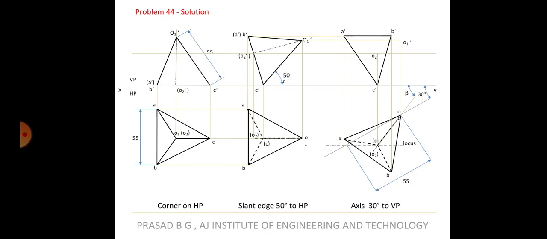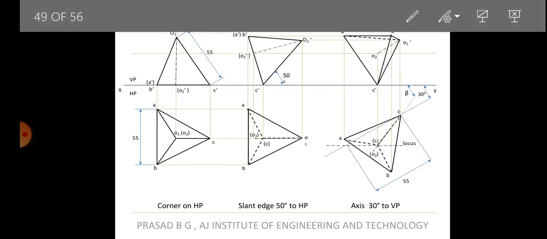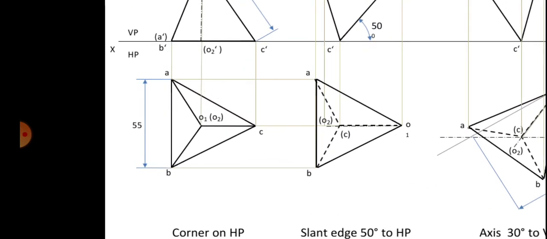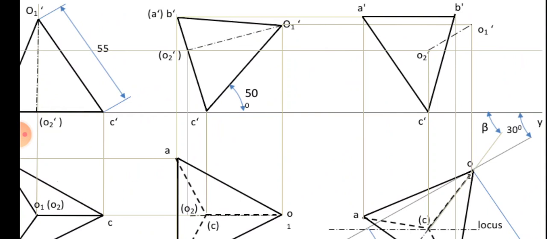Now your job is to join the outermost boundary. Okay, so the outermost boundary will be A dash, B dash, O1 dash and C dash. So that part will be visible. Got it? So base is visible, that you have understood, because base is downwards. The boundary will be A dash, B dash, O1 dash, C dash. So that part also will be visible.